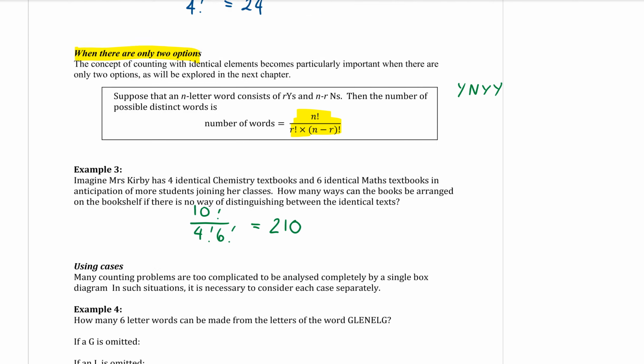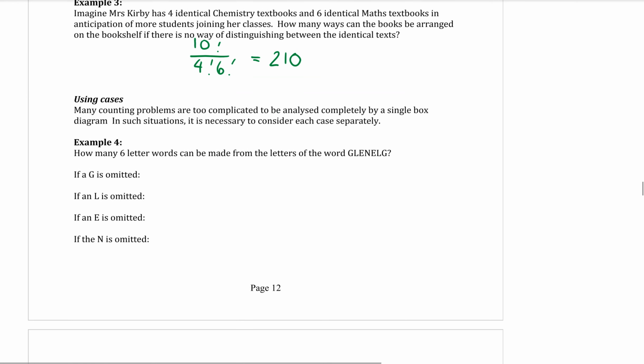Cool. All right, using cases. Many counting problems are too complicated to be analysed completely by a single box diagram. In such situations, it is necessary to consider each case separately. So this is what a question like that is going to look like. How many 6-letter words can be made from the letters of the word Glenelg?